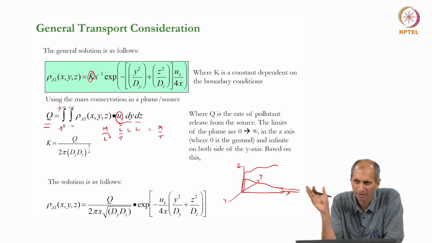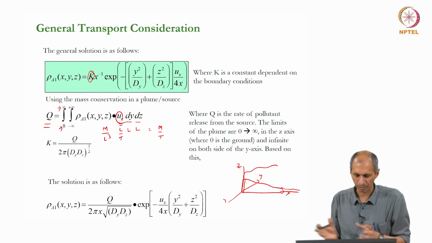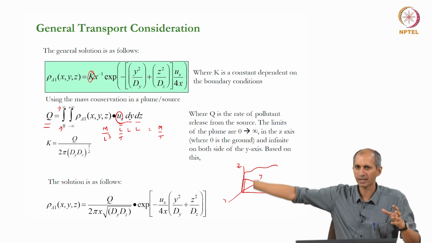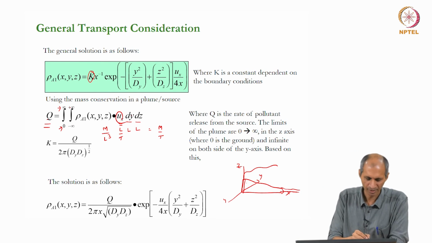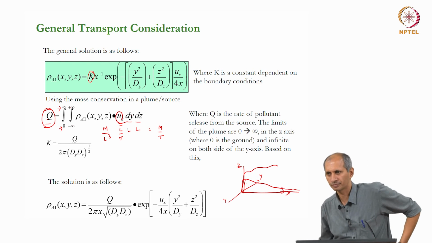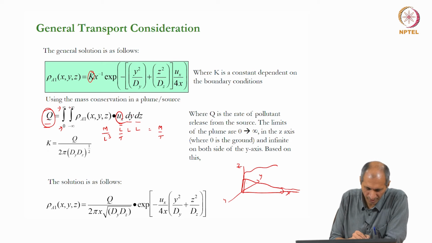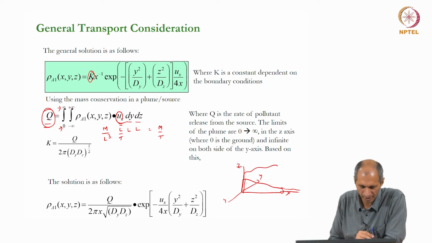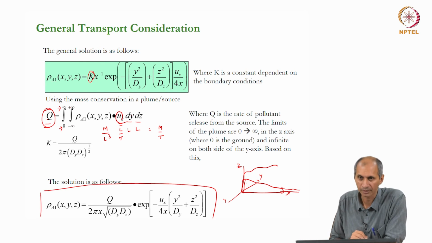So, it is the rate at which the plume boundary is expanding in the x direction, the y direction and the z direction. So, the overall boundary is now set, and the total amount of mass present in this plume equals q. If you use this, the constant is determined as q divided by 2 pi dy dz raised to half. You substitute it back into this equation, and this is the general solution.